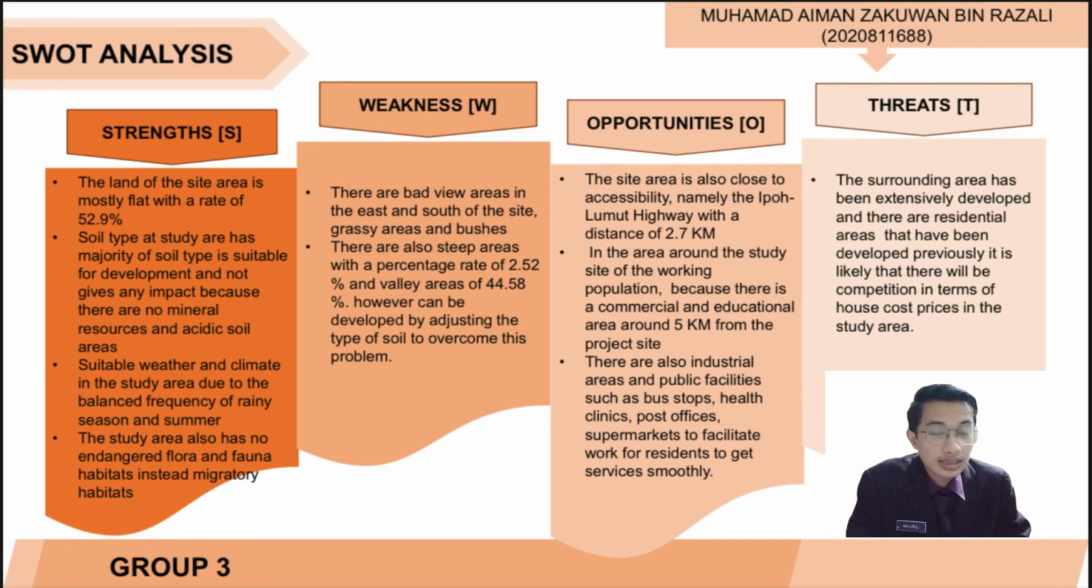And opportunities, the site is also close to accessibility, namely the Ipoh to Lumut highway with a distance of around 2.7 kilometers, and in the area around the study site there is a working population, because there are commercial and educational areas around 5 kilometers from the project. And there are also industrial and public facilities such as bus stop, health clinic, post office, supermarkets, to help residents get services smoothly.